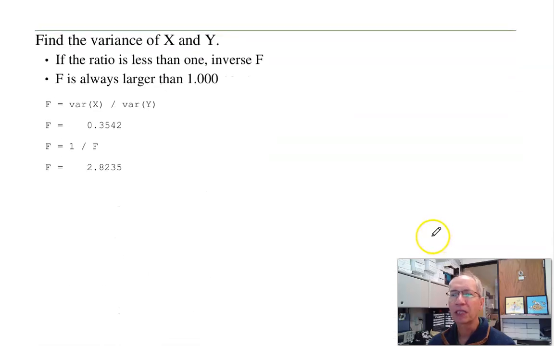Once I have the data, I'll find the variance of x, find the variance of y, take the ratio, I get an F-score. Now if the F-score is less than 1, I flip it. F-scores are always bigger than 1. I have an F-score of 2.82.